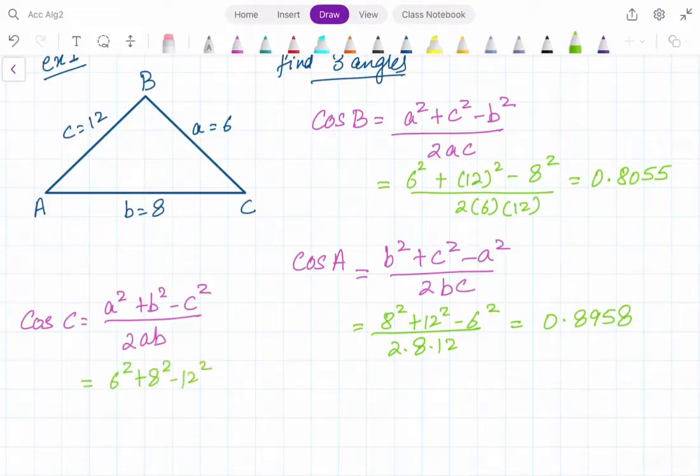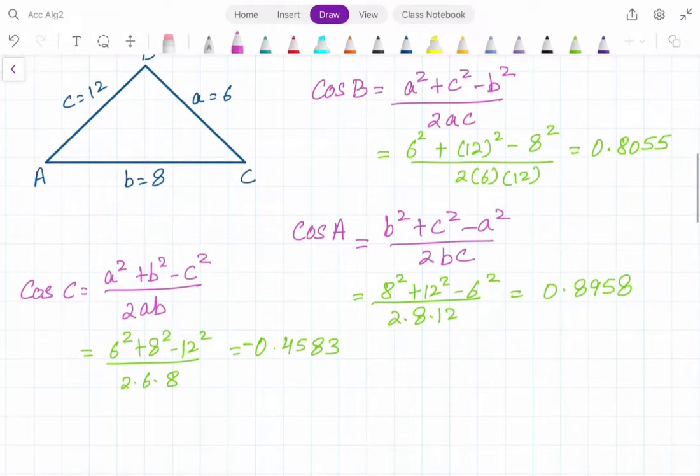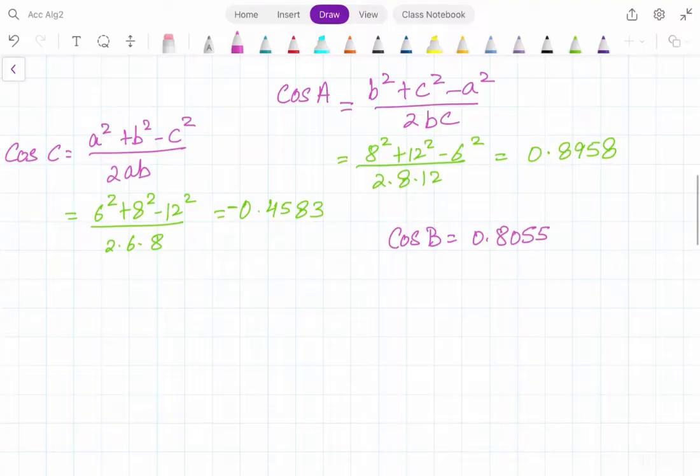So let's quickly write it down. What will be the value for cos C, and then we will take the inverse. So these are our final values for cos A, cos B, and cos C. Now let's quickly take the inverse to get the angles A, B, and C. So the inverse will give you angle B. Let me write all the values first.